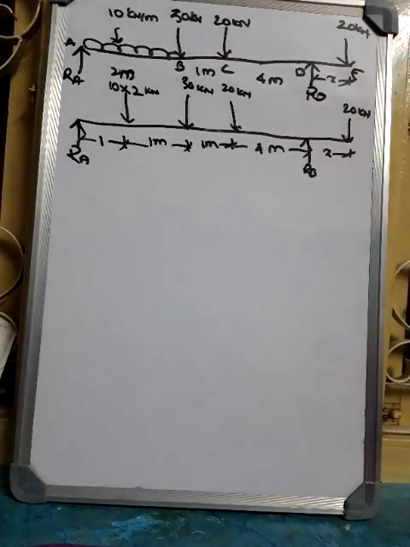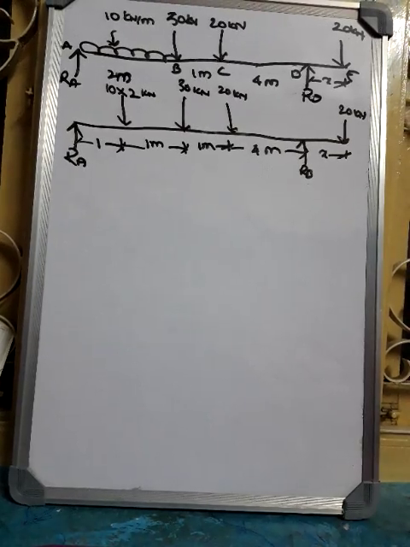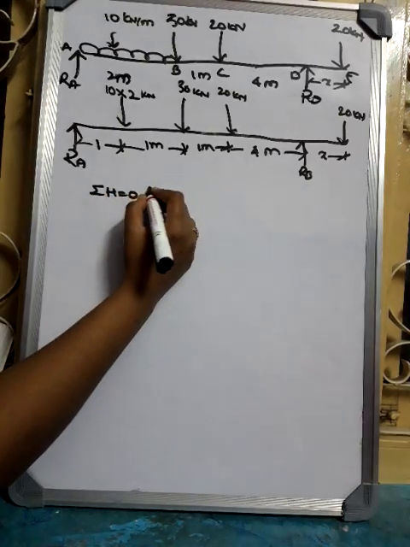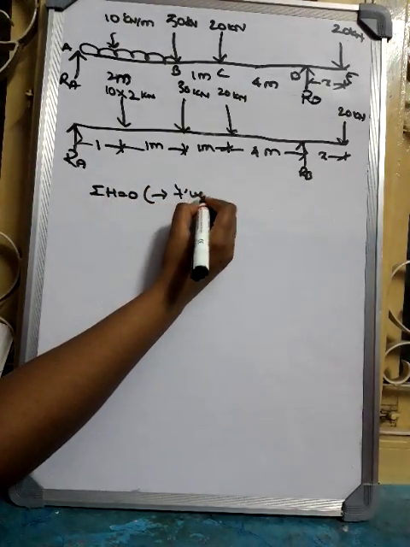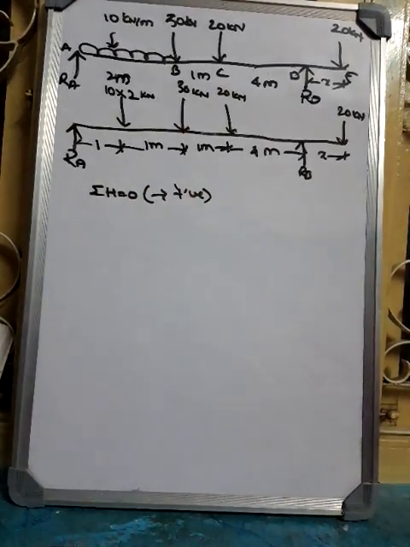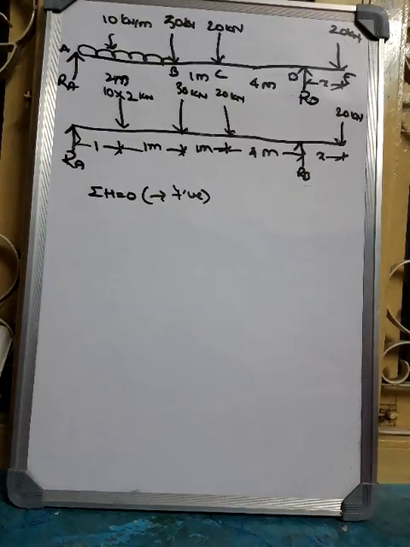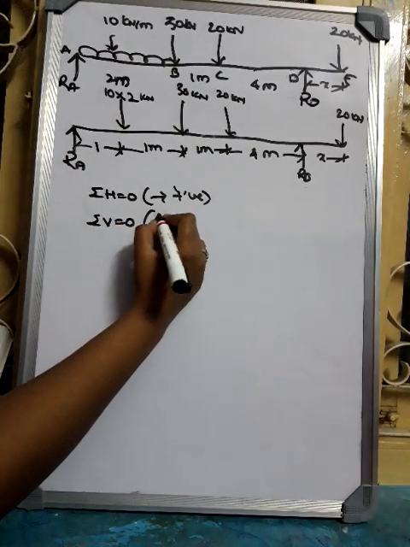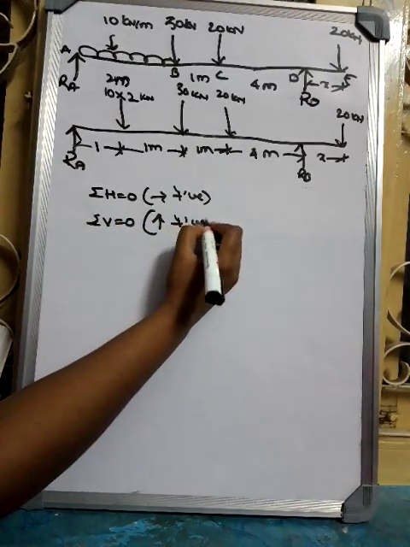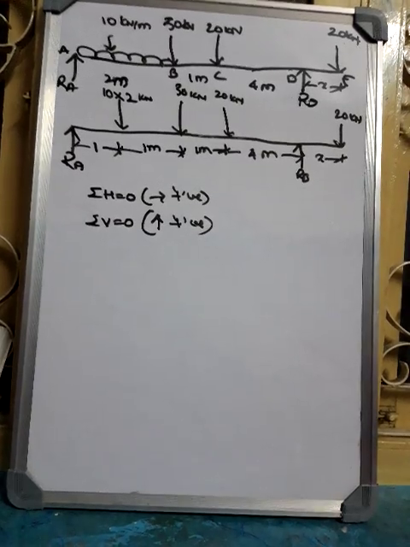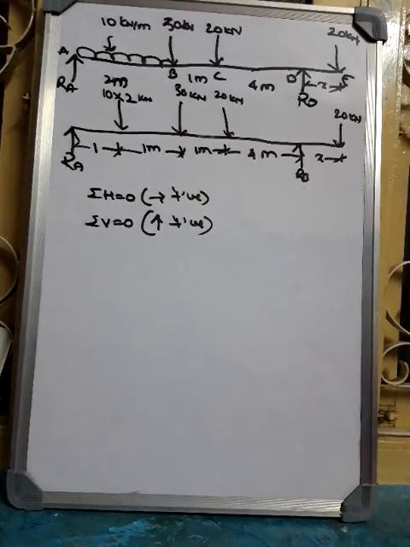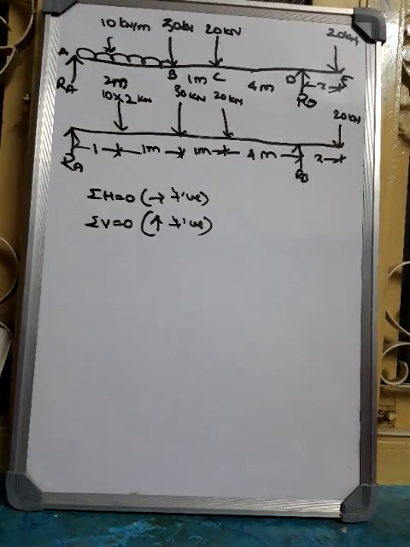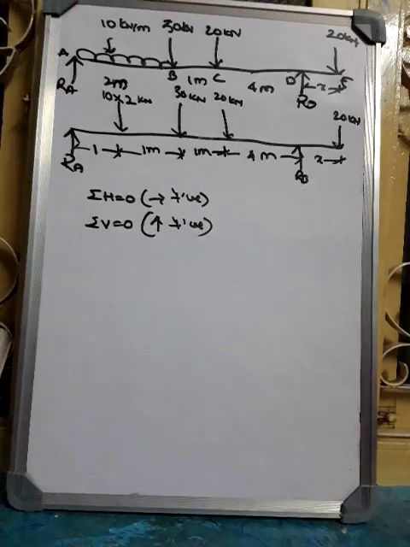Now I am going to apply the equilibrium equations, that is summation of H equal to 0. The sign convention is that forces towards the right are positive. Then summation of V equal to 0, I will consider all the upward forces positive. You don't have any horizontal forces in the beam, so I'm just going to neglect this one.